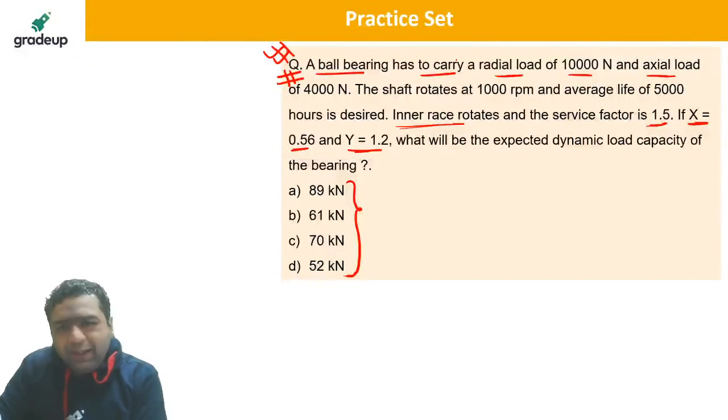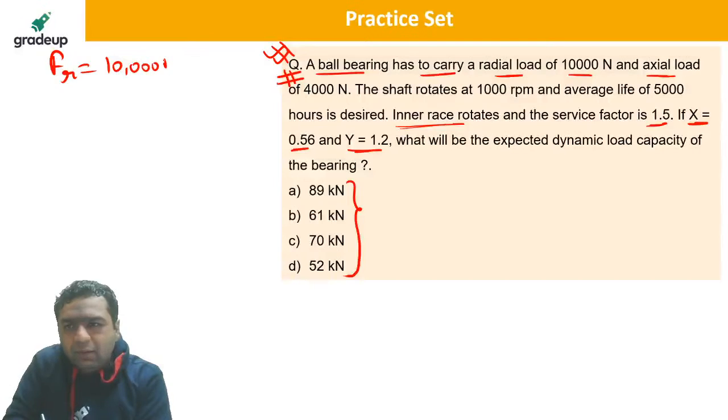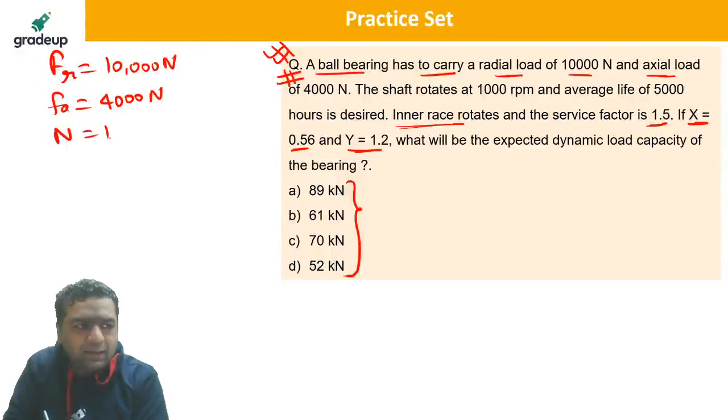Okay, a ball bearing has to carry a radial load. That radial load is 10,000 Newton. Axial load is 4,000 Newton. Shaft rotates at 1000 RPM. Average life is 5000 hours.